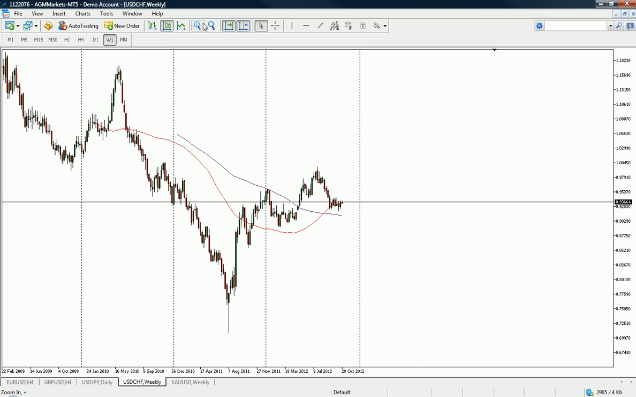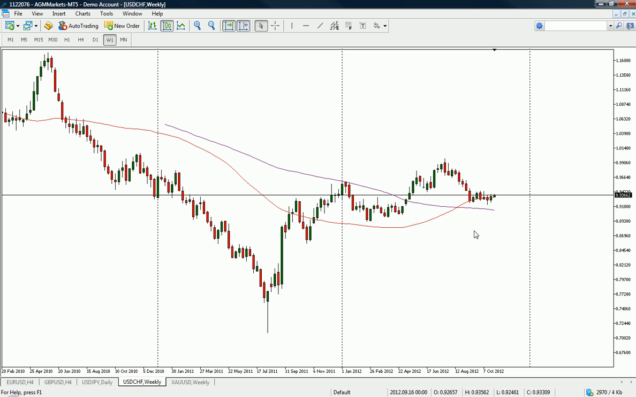This is the dollar Swiss weekly chart, still chopping around this 55 week moving average. It's very similar to euro, remember, they've pretty much been mirroring each other. On euro dollar we have on the weekly that 55 week moving average, which is chopping in between it, and on dollar Swiss exactly the same here. So there's nothing much in this weekly chart, very choppy.